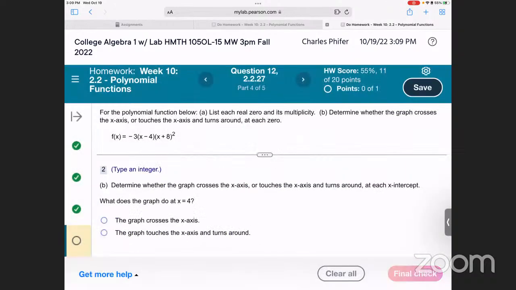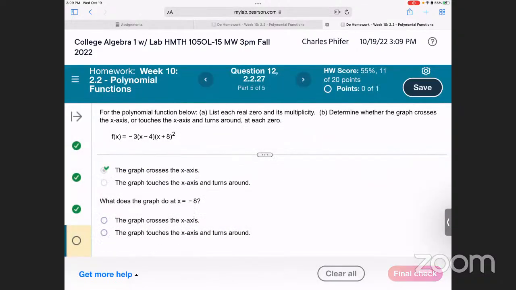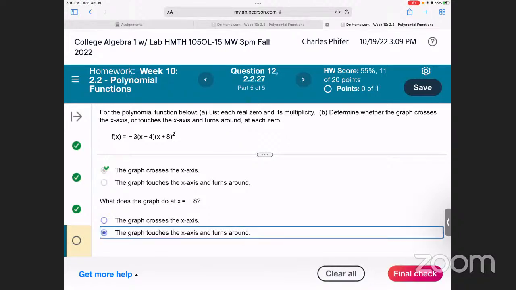Okay. So then what this tells us is that with the x-intercept of 4 having an odd multiplicity, that means the graph is going to cross the x-axis when x is 4. And then the graph is going to bounce off the x-axis when x is -8 because it has the even multiplicity. So it's going to touch the x-axis and turn around.